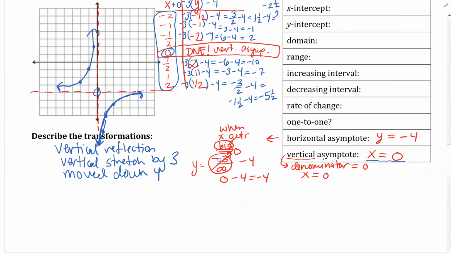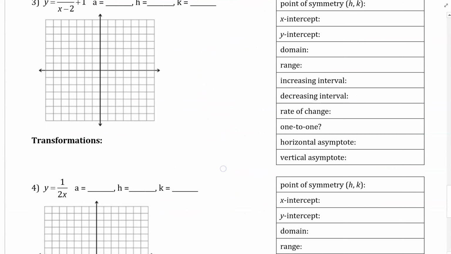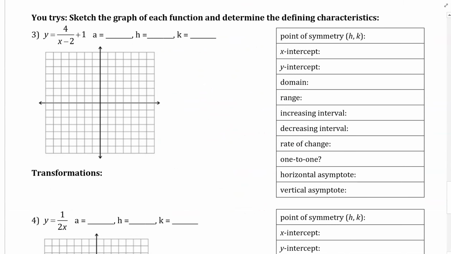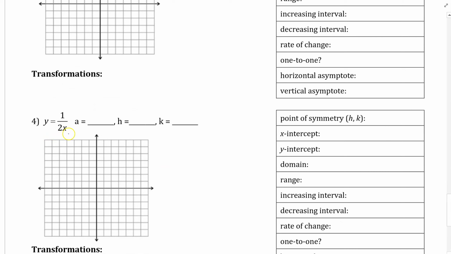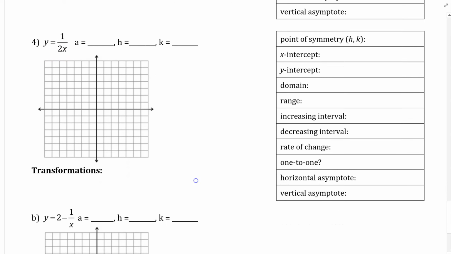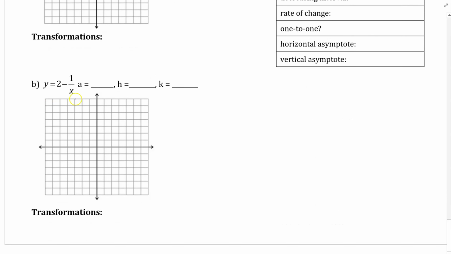Now, I'd like you to try a few graphs on your own right now. Wherever you are, I'd like you to pause the video and see if you can sketch this one. Pretty straightforward. This one, not as straightforward. There's a little trick to it. And same here, this one. You have the tools. Let's see if you can try them. Pause your video, come back. I'll have the answers ready, and then we'll have some practice in class tomorrow.